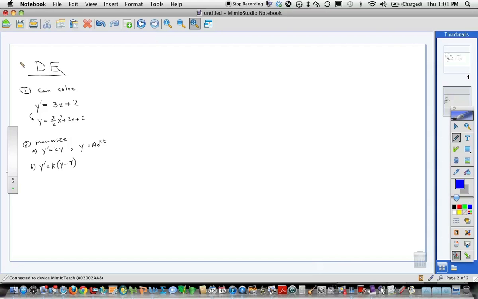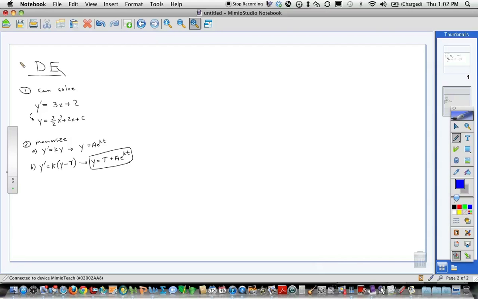The solution to that, we didn't know how to solve it at the time, but the solution to that is y equals capital T plus ae to the kt. That is our new differential equation that we are going to just know that the solution is that. It's basically the exponential function with a vertical shift, is what it is.